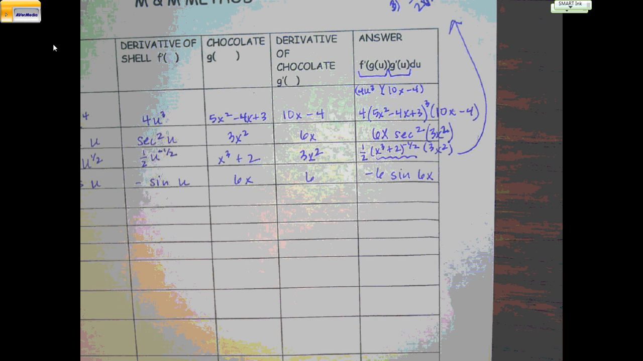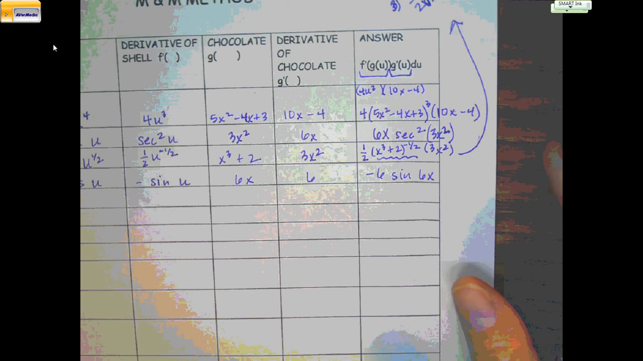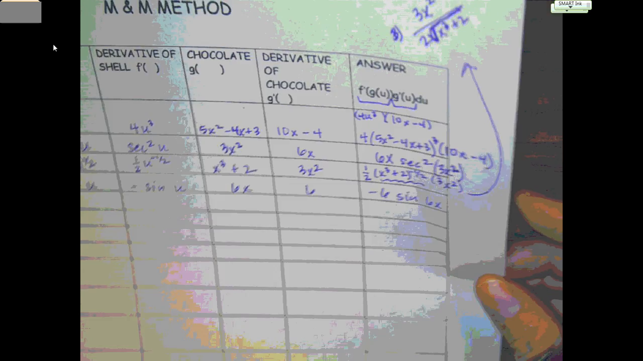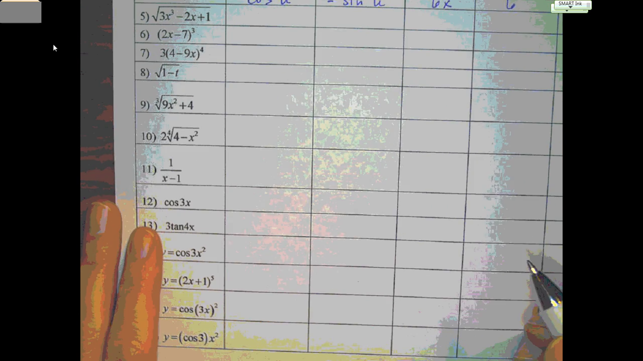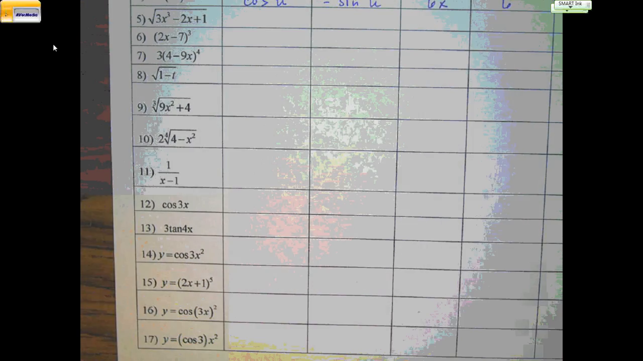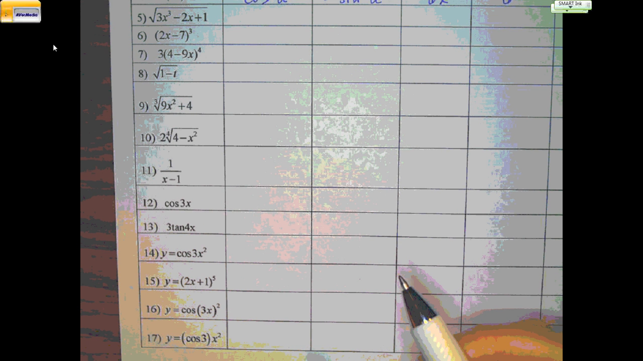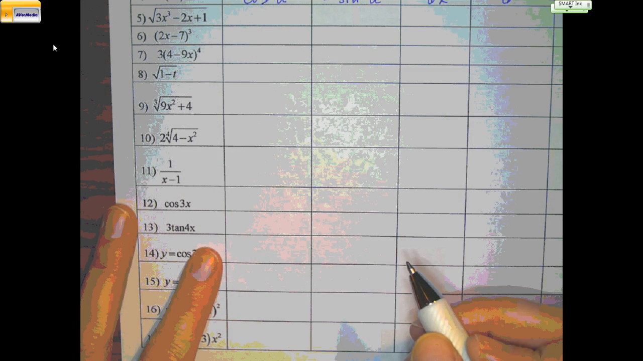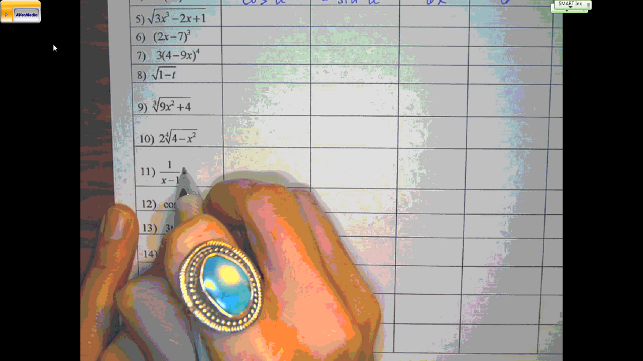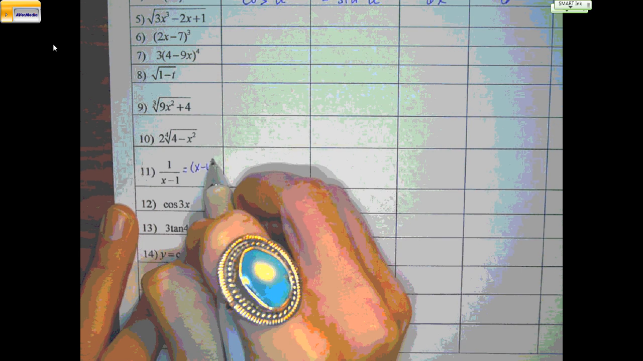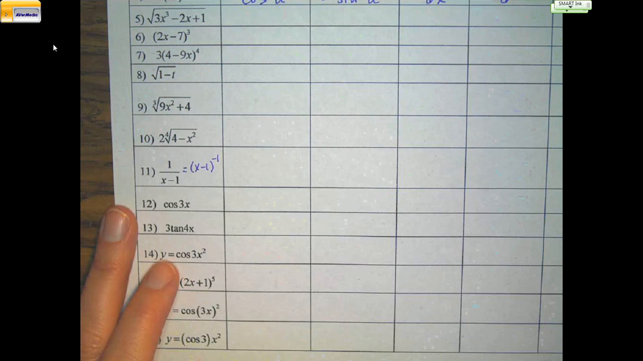Questions? Do me a favor and skip down to 11. What are you going to do with that one? What's the bigger function, the outer function? The outer function is division. Couldn't you also just rewrite this as x minus 1 to the negative 1? That might help some of you. You can do it the other way, but some of you are going to prefer it this way.